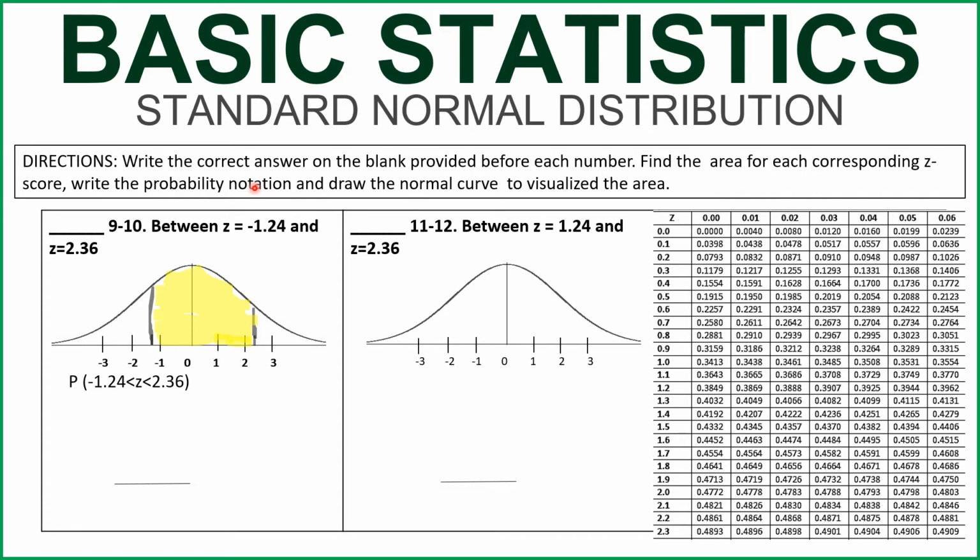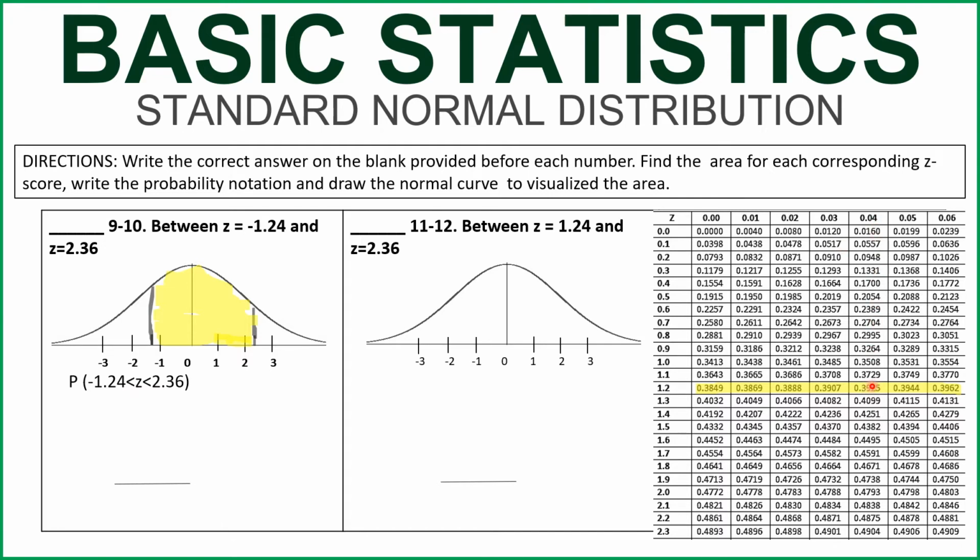So, probability notation. Kukunin muna natin yung area ng corresponding z-score. So, kunin natin yung area ng -1.24 by looking at the z-table. So, 1.2, yung first two digit niya. So, tingin tayo dito. 1.2, then shade nyo para hindi kayo malito. Then, tignan nyo kung saan siya nagko-cross. Yung third digit niya is 4. So, that is 0.04.